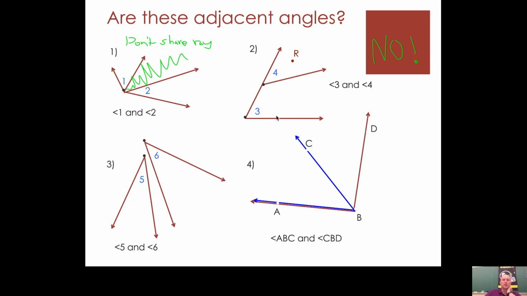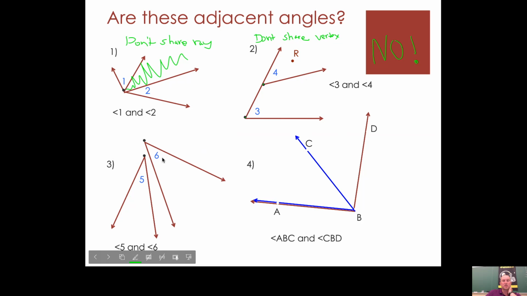Number 2, look at angle 3 and angle 4. These are not adjacent angles. How come? Well, angle 3 has a vertex here, and angle 4 has a vertex there. They don't share a vertex. Also, look at point R. Notice how point R is on the interior of angle 4? Well, it's also on the interior of angle 3. So there's common interior points there.